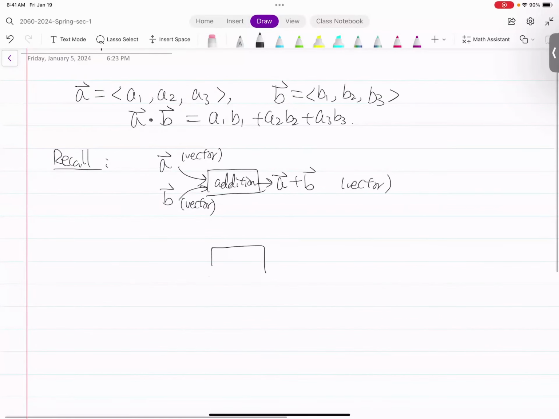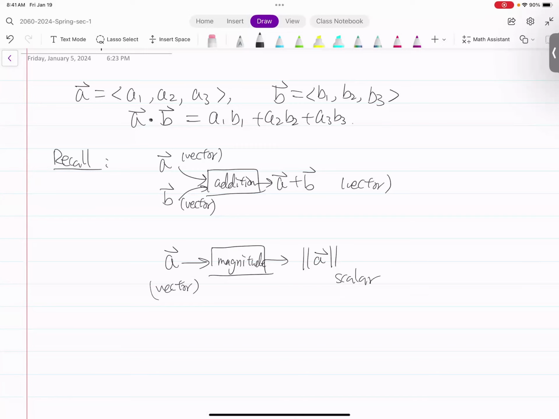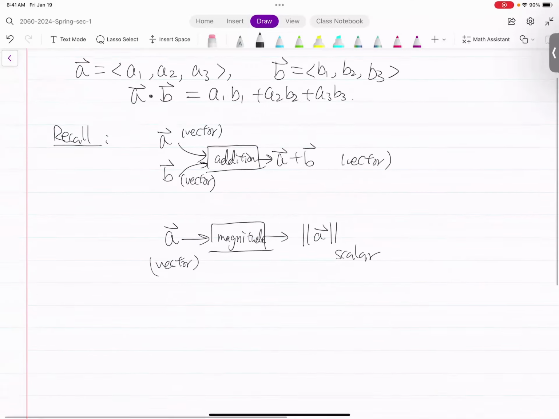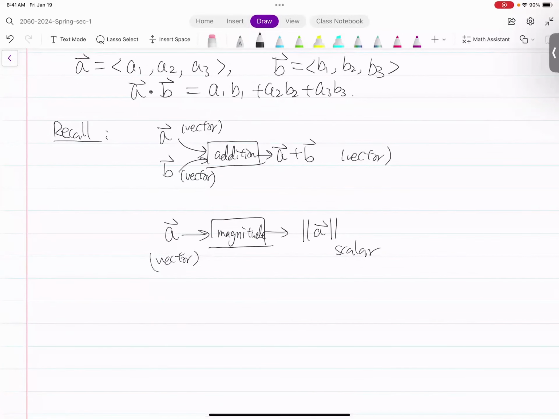And if you think about the magnitude operation, it's really similar, but we only have one input, a vector. When we take the magnitude, we get a scalar, a non-negative number. So the addition takes two inputs and produces one output as a vector. Magnitude takes one input as a vector, but produces one scalar.